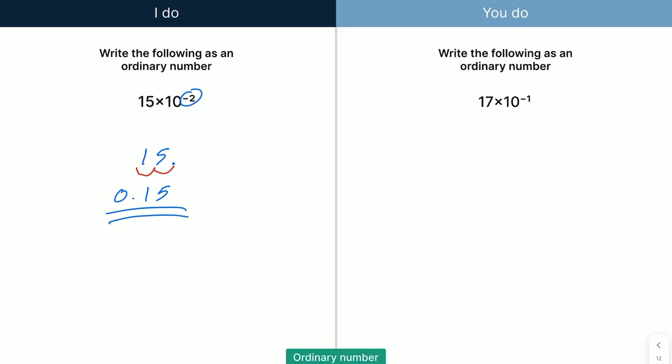And on the right, again, we're now going to hop to the left. So 17. Remember, the decimal is there. We hop 1 to the left. So the answer becomes 1.7.